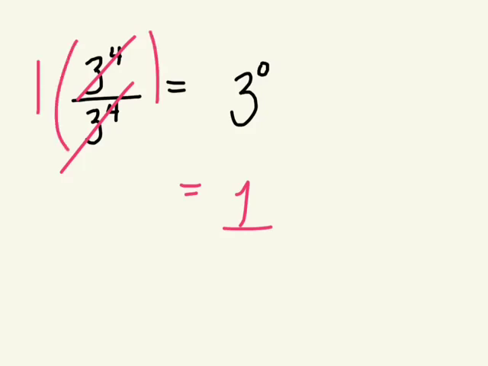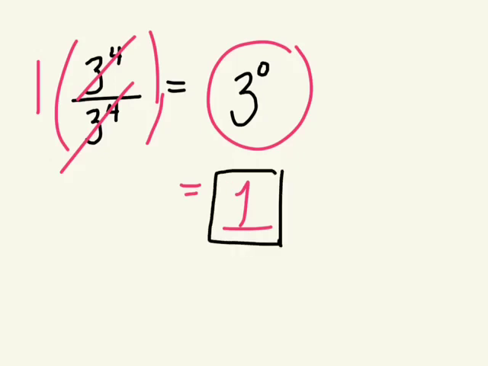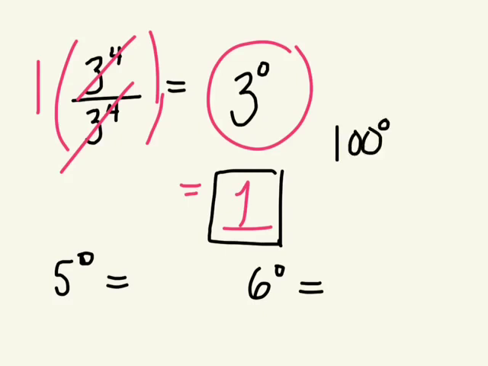It doesn't change it. Punch this in on your calculator: 3 to the power of 0, and tell me what you get. Okay, you should get 1. Try 5 to the power of 0. Tell me what you get. Try 6 to the power of 0. Try 100 to the power of 0.